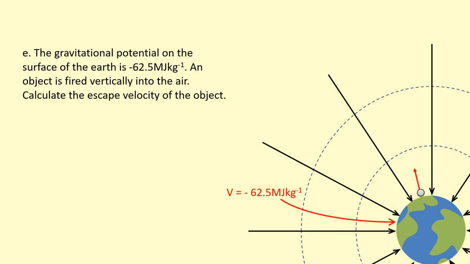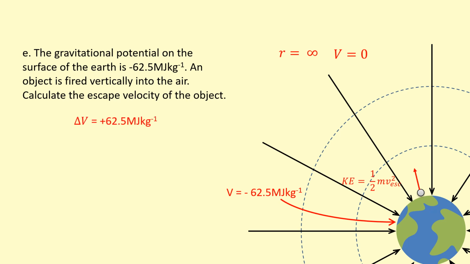Okay, so if we wanted to escape the field completely, we basically need to send this object all the way to infinity, so far away that the gravitational potential is 0. So we need to think about what kinetic energy is required for it to go up and never come back. We can use half mv squared here. If we're sending it from the surface, where it's minus 62.5 megajoules per kilogram, all the way to 0 at infinity, then the change is 62.5 megajoules per kilogram.